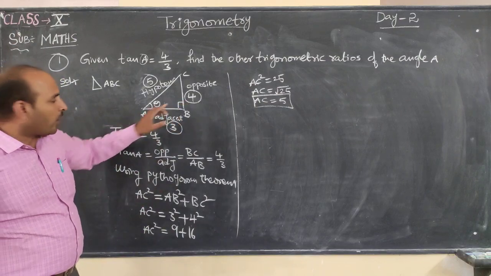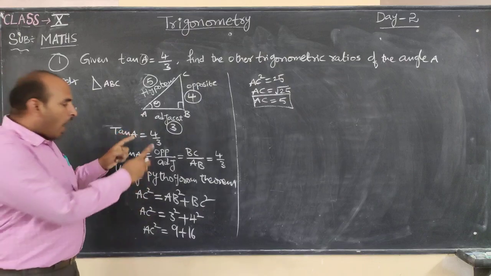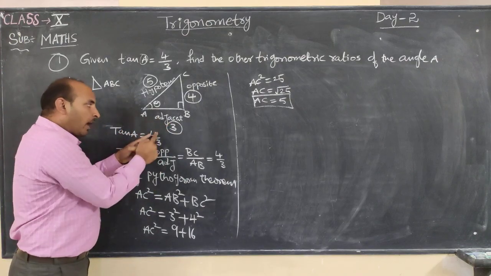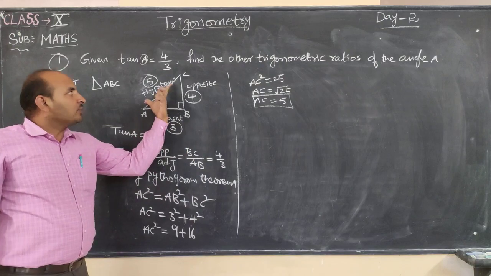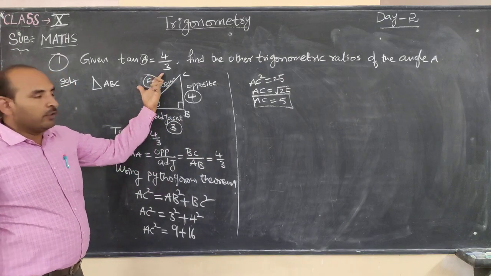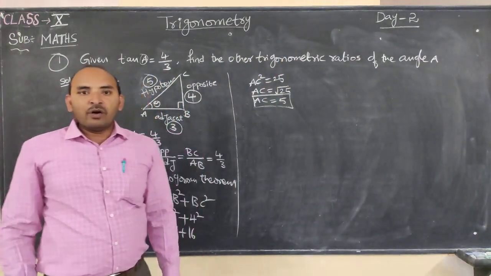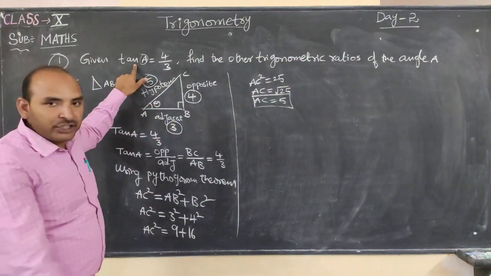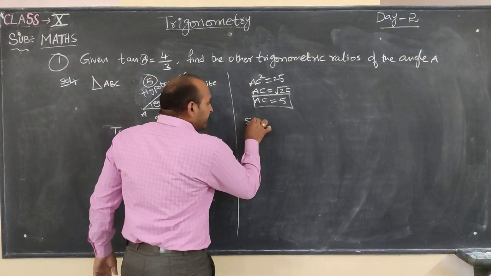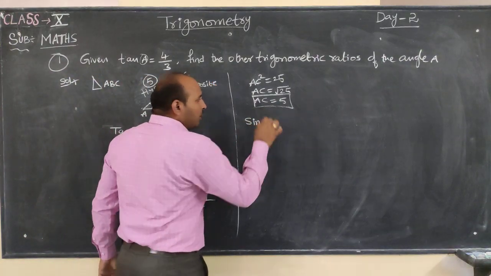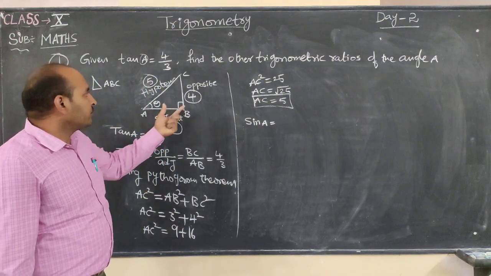Opposite side value 4. According to the given condition, tan A is equal to 4 by 3, opposite side by adjacent side. Clearly opposite side value 4, adjacent side value is 3. So the hypotenuse AC value is 5. Now we have to find out the other trigonometric ratios. We have 6 trigonometric ratios. One ratio is completed.